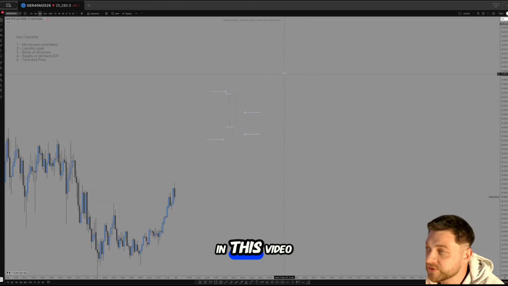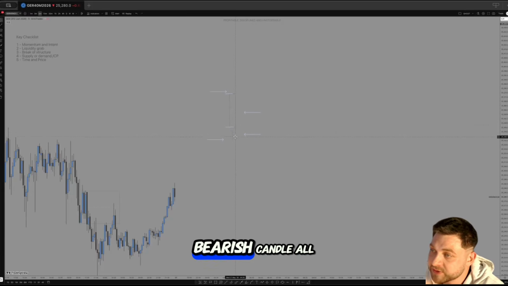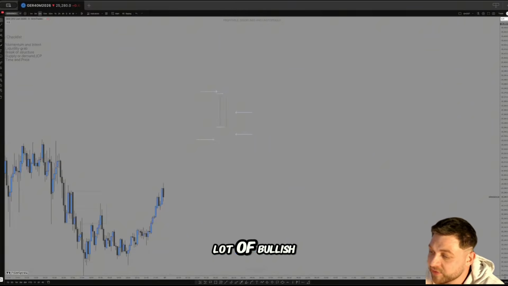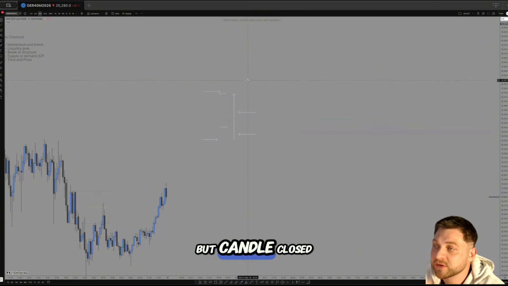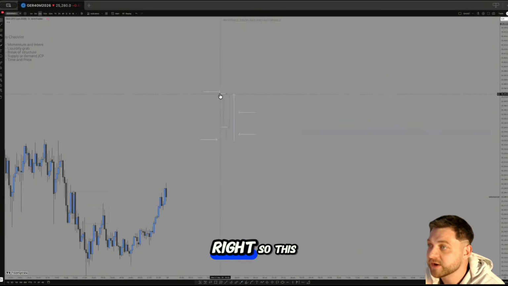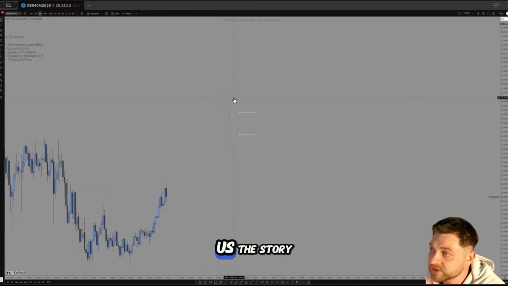So for instance, in this video, you can see that price pushed bearish, bearish, bearish, bearish candle all the way down here. And then all of a sudden, there was a lot of bullish pressure that came through. Buyers stepped in and price got pushed all the way to the top. Had a small little retracement, but the candle closed right there, right? So this shows you one or two things. And I always say that the wicks do the damage, the bodies tell us the story, right?